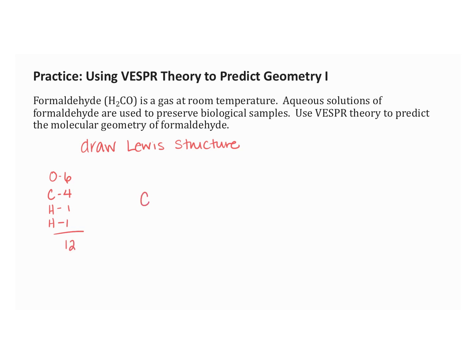We're going to put carbon in the center. Carbon is the least electronegative atom, so it goes in the center. Then oxygen and hydrogen on each side. When we've done that, we've used up 6 electrons. Now, we are going to see if we can put these 6 electrons around the atoms in such a way where oxygen and carbon have a full octet. Remember, hydrogen only needs 1 bond.